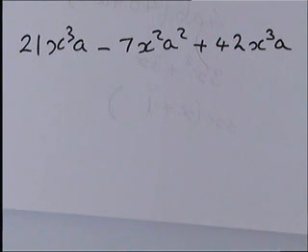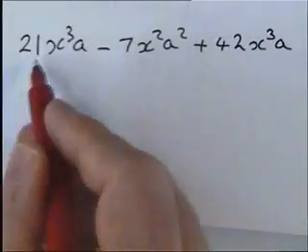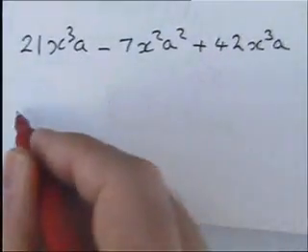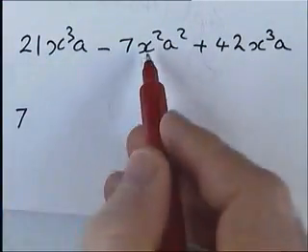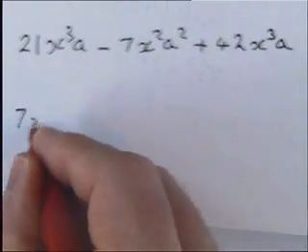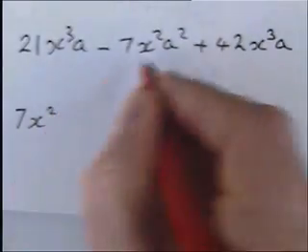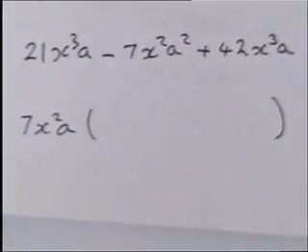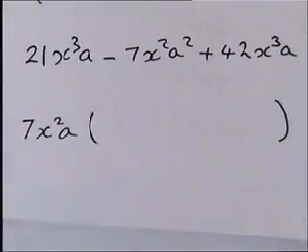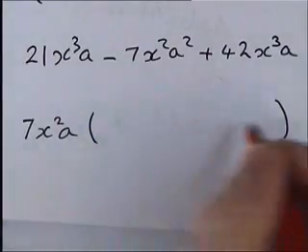So the highest common factor here, now this is quite complicated and you can write it out in full, and you might want to do this later if you can't find it. The highest common factor of 21, 7 and 42 is 7. The highest common factor of x cubed, x squared and x cubed is x squared, and then a squared and a is a. So that's the highest common factor. Now remember, you can write them out as lists underneath and underline the common things, and then find the highest common factor that way. Now, what goes inside the bracket?